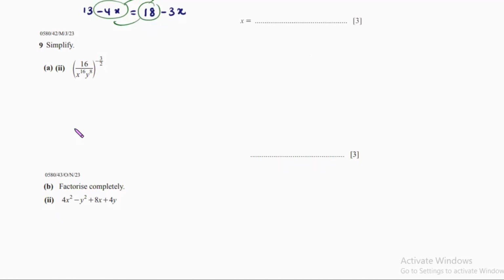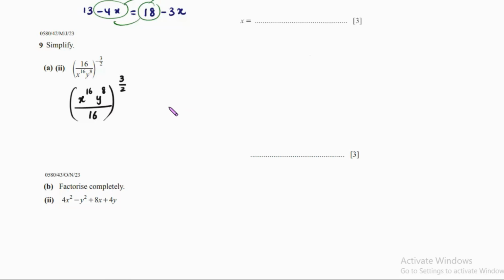In this question, this is a fractional index question that we have here, but the fractional index is a negative fractional index. First, I need to make it positive. To make the fractional index positive, I'm going to flip this fraction. So this becomes x to the power 16, y to the power 8 goes to the numerator. I have 16 in the denominator, and then the fractional index becomes positive. So this is how it will be.